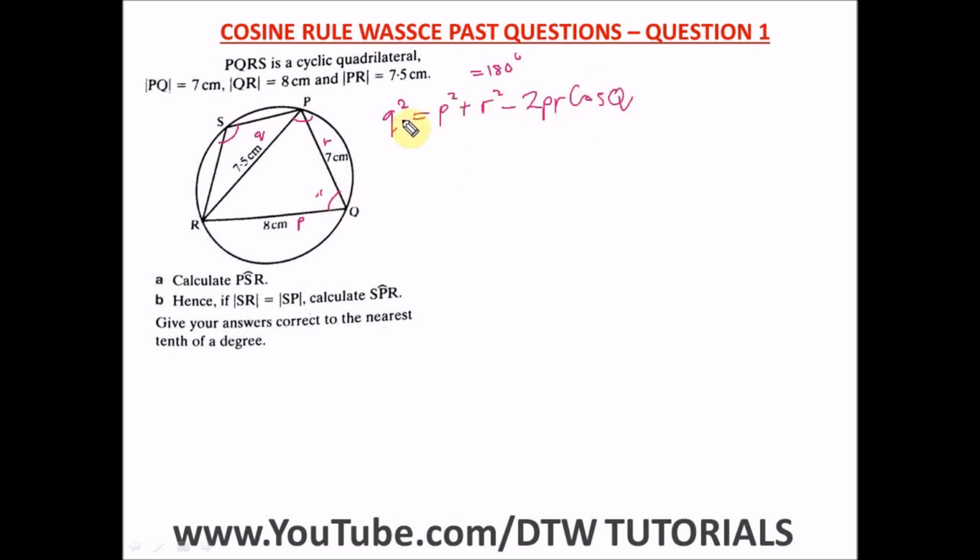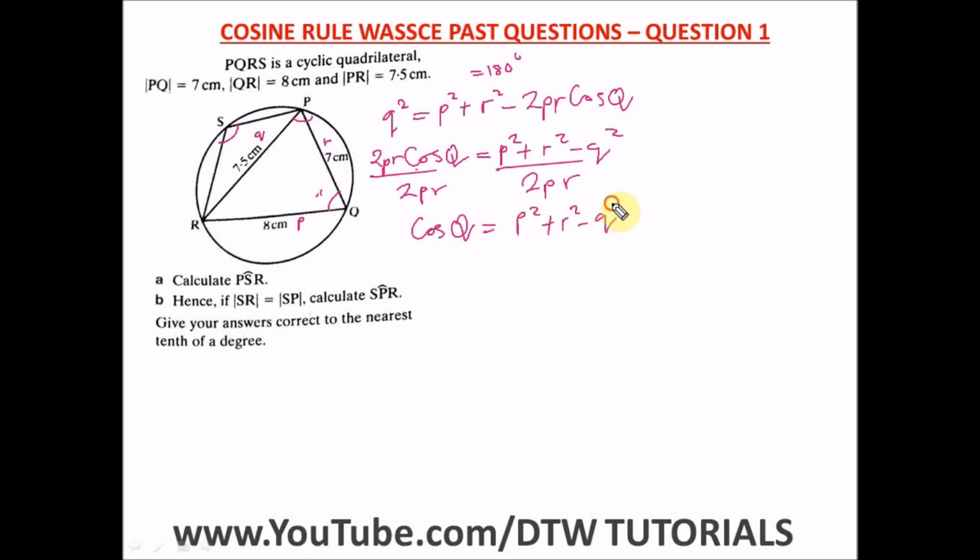We have to take all this to this side. All right, so let's take minus 2pr cos q to this side, it becomes positive, so we have 2pr cos q is equal to. Take this q square here, we have p square plus r square minus q square. Now to get our cos Q, we divide both sides by 2PR. So we have cos Q is equal to p square plus r square minus q square, divided by 2pr.